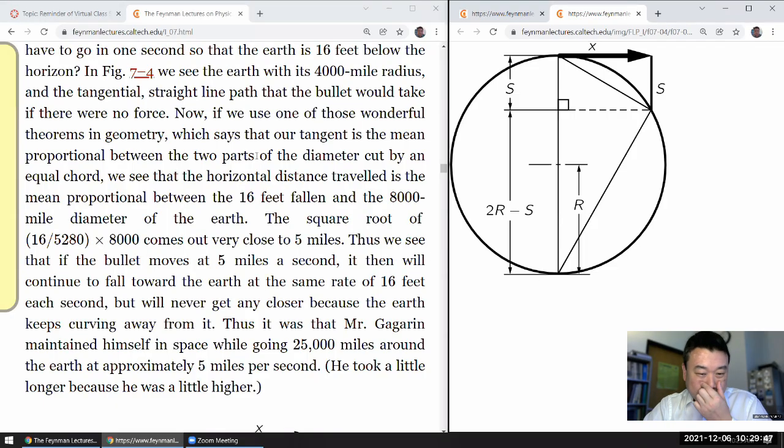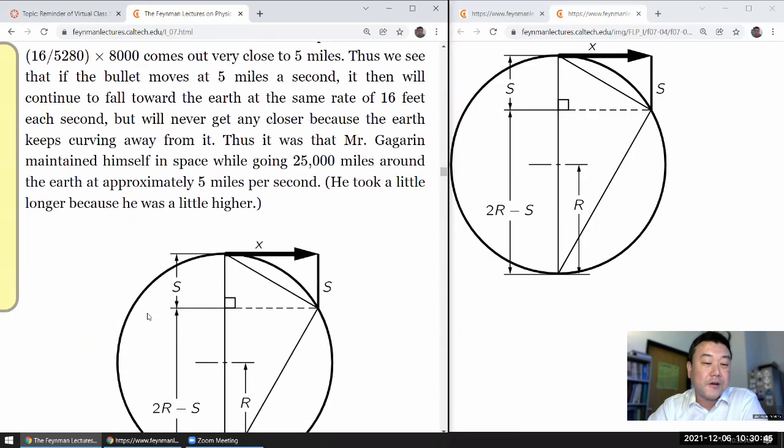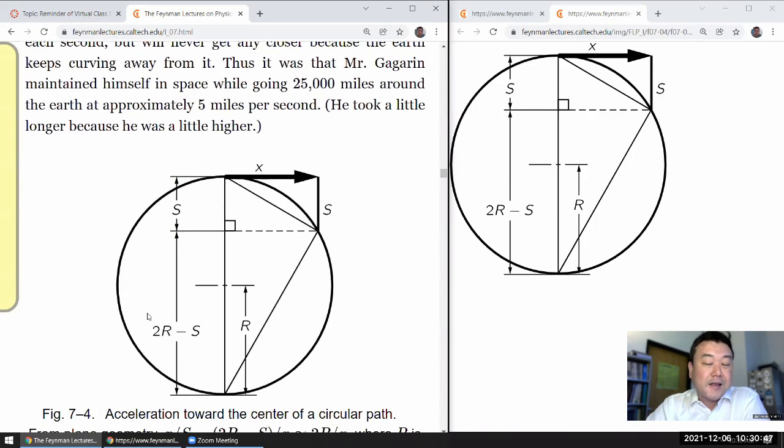So what I'm saying here is that we see the horizon as the mean proportional between the 16 feet fallen and the 8,000 mile diameter of the Earth. The square root of this quantity, which is how you calculate geometric mean, comes out very close to 5 miles. If the bullet moves at 5 miles a second, it then will continue to fall toward the Earth at the same rate of 16 feet each second, but will never get any closer because the Earth keeps curving away from it. Thus, it was that Mr.